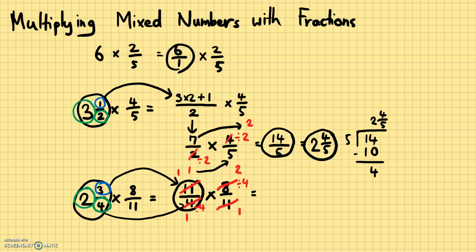And then now you can just simply multiply. 1 times 2 gives you 2 in the numerator. 1 times 1 gives you 1 in the denominator. And 2/1 is the same as 2. Okay, so that's how you multiply mixed numbers with fractions.